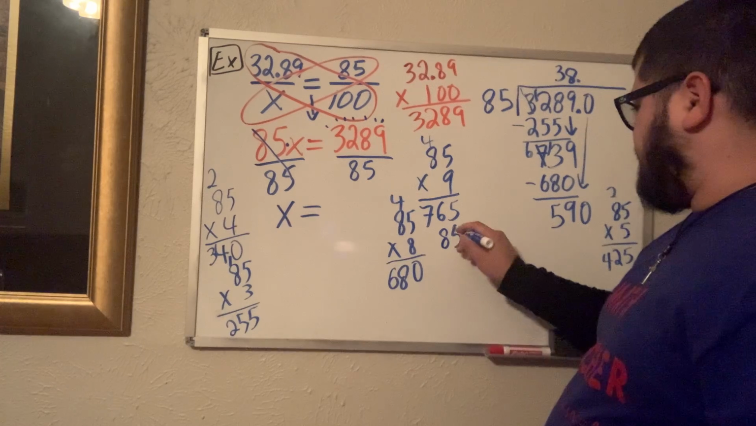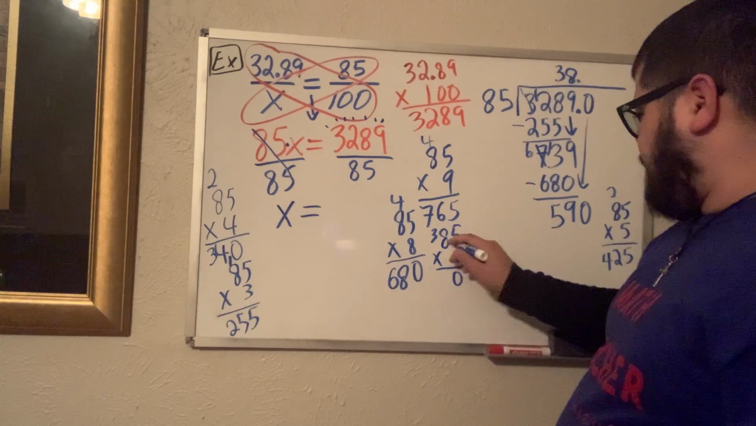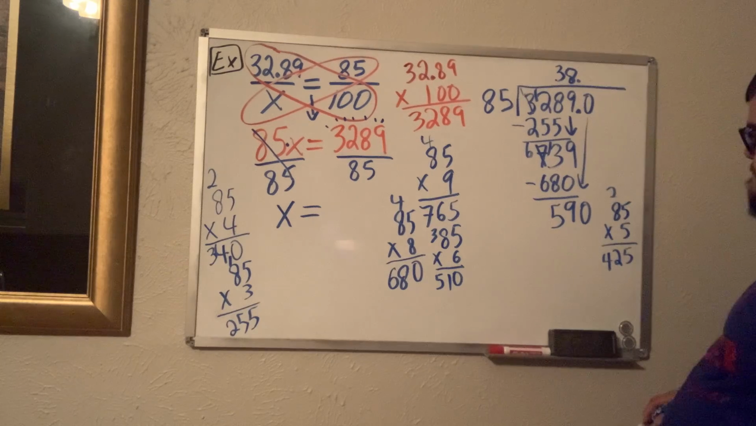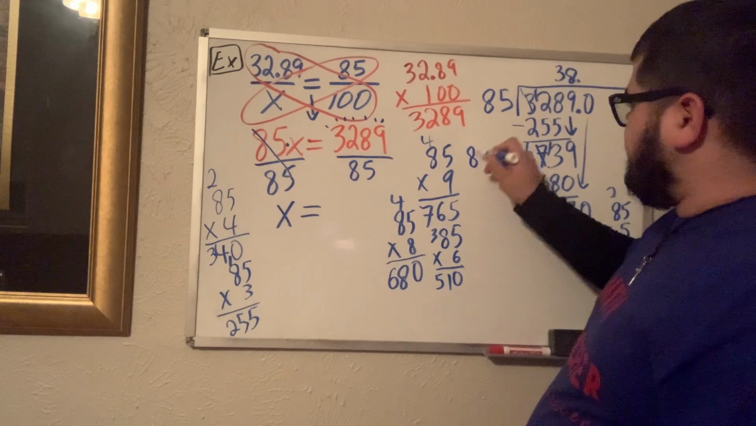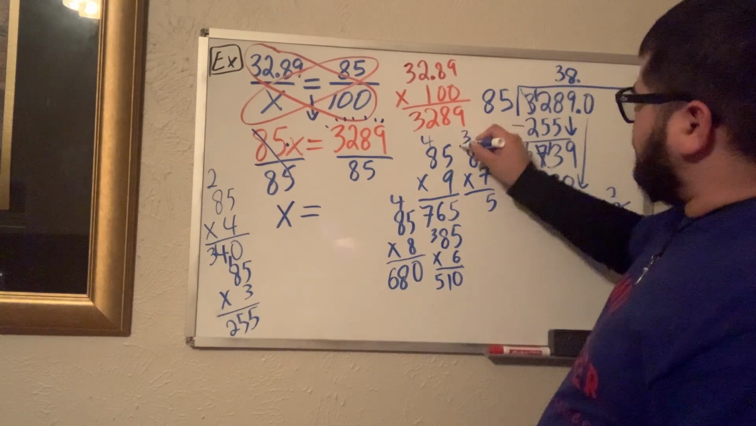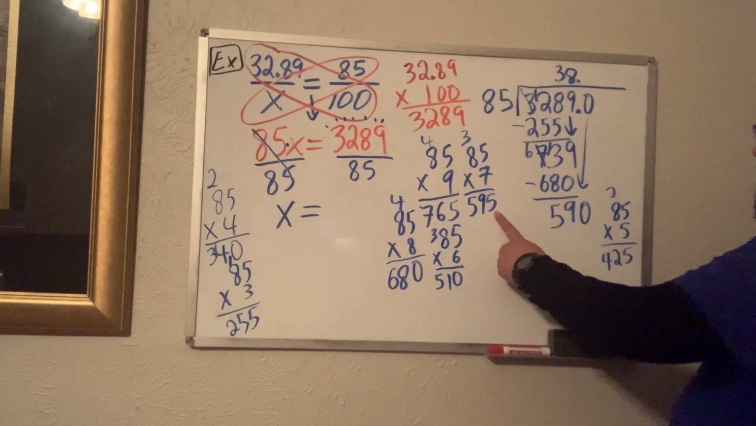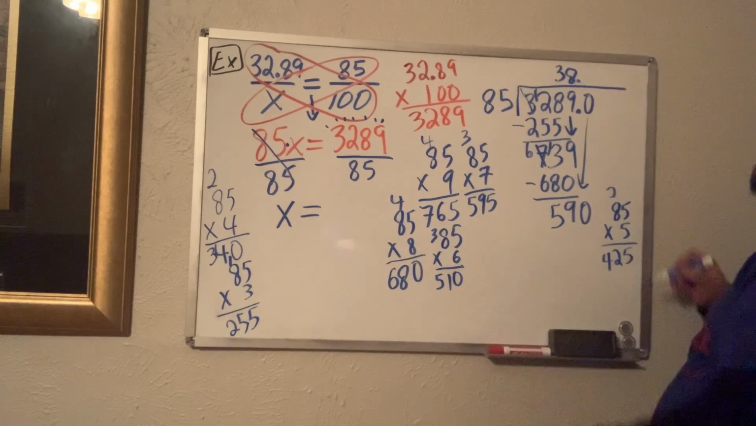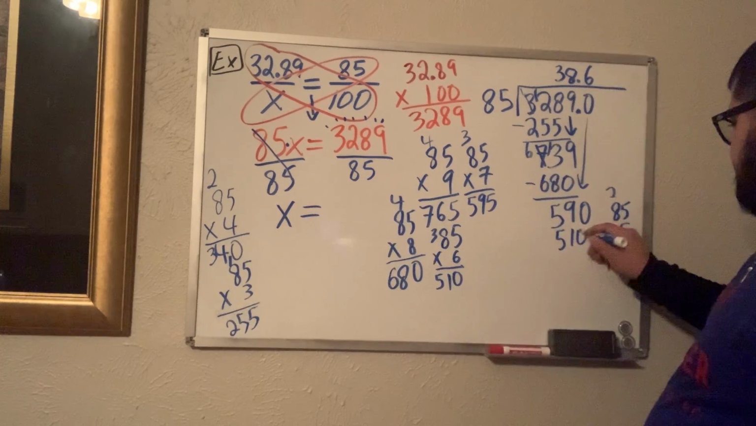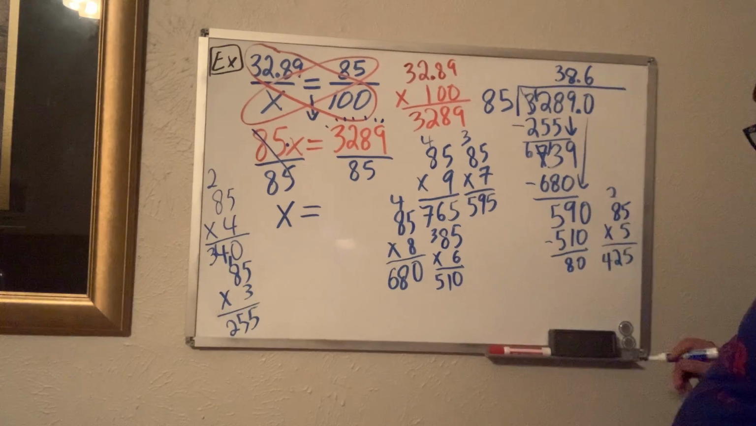85 times 6. 6 times 5, we get 30. Carry my 3. 6 times 8 is 48 plus 3, that's 510. So now let's try 7. 85 times 7. 7 times 5 is 35. Carry my 3. 8 times 7, 56 plus 3, that's 59. So 7 is too much. We're going to have to use 6. 85 times 6, we get 510. Subtract. 0 minus 0 is 0. 9 minus 1, we get 8.